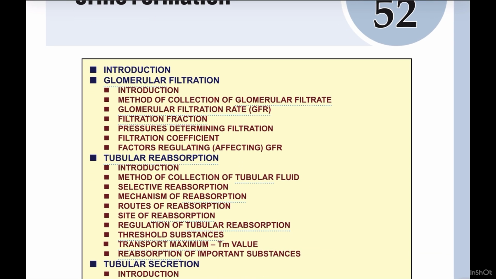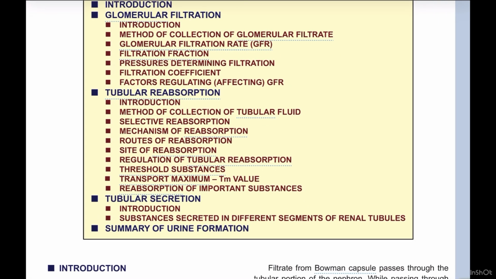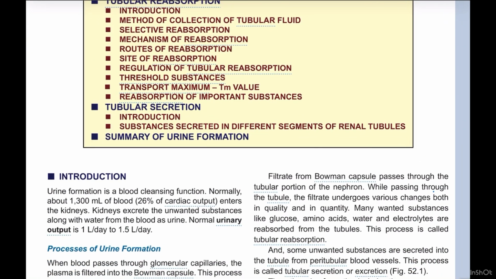Urine formation is done in three steps. You are very familiar with that. The first one is glomerular filtration, which you can consider an ultrafiltration also. Next is tubular reabsorption, and the third one is tubular secretion. Let us go with the introduction part here.